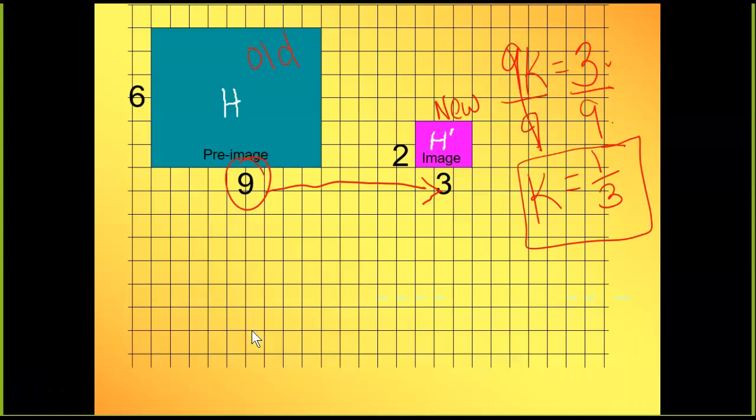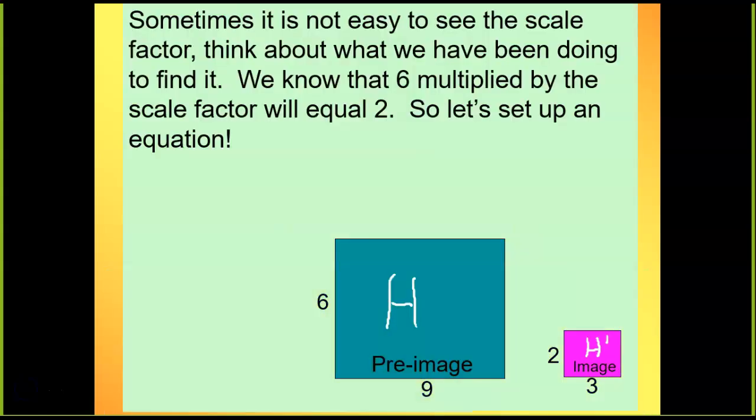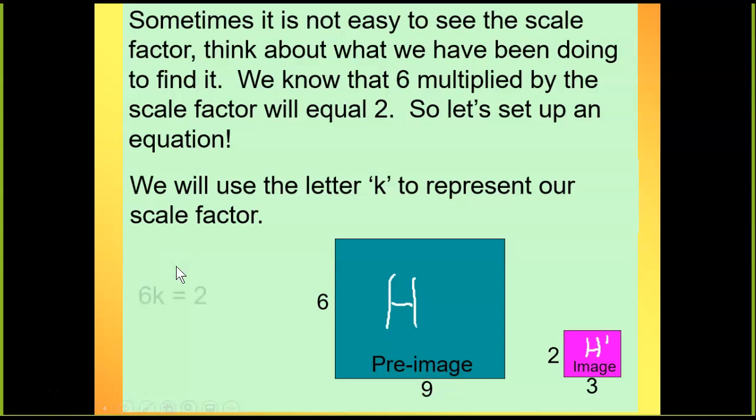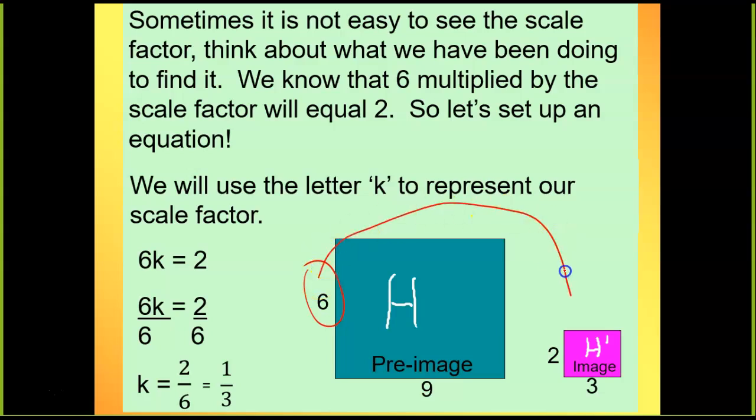Now, what we just did, we used 9 and 3. If we were to use 6 and 2 instead, should we still get the same answer? We should, because they're similar figures, right? So if we use 6 times some number that equals 2, divide by 6, and I still get my scale factor 1/3. So then 6 times 1/3 will give me 2. Okay?